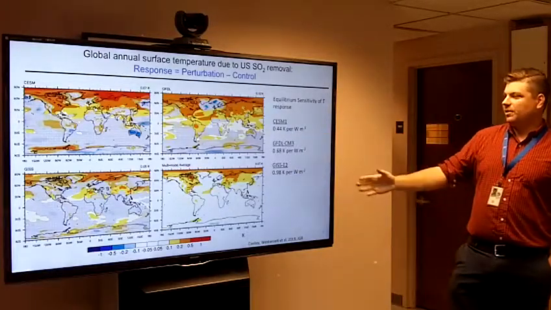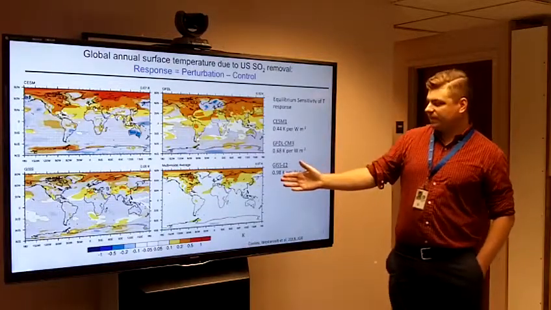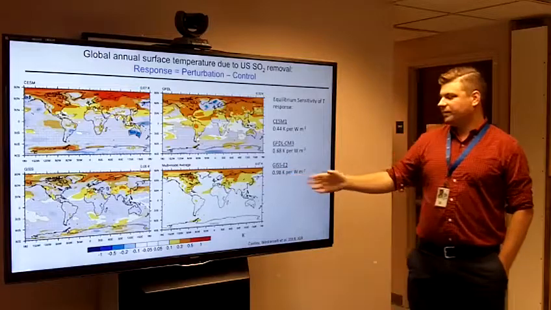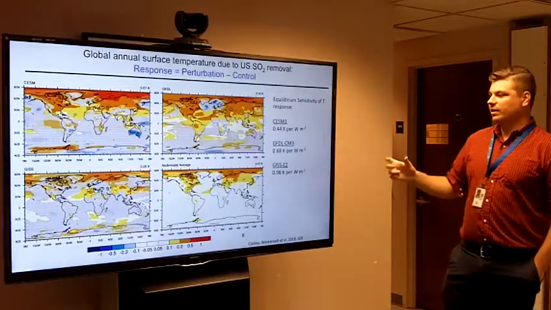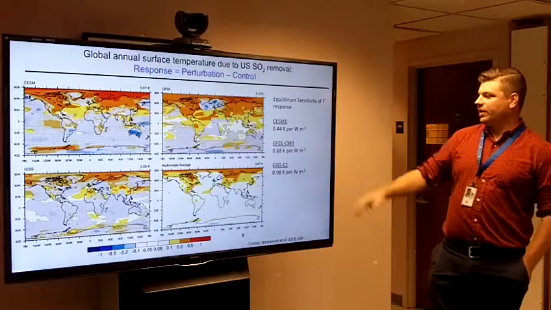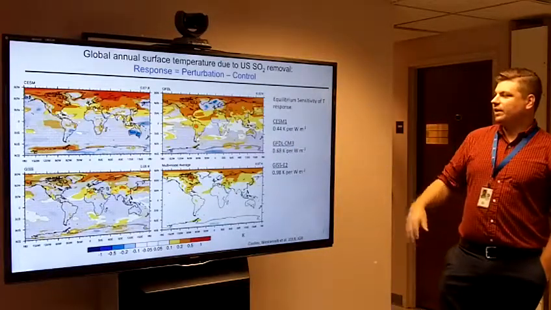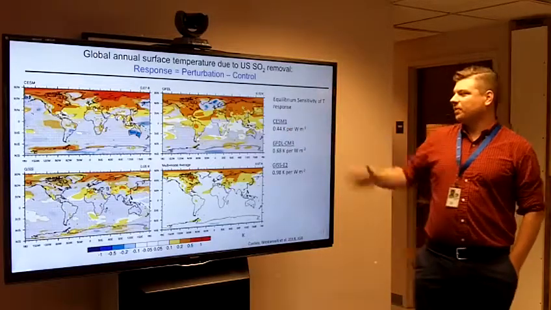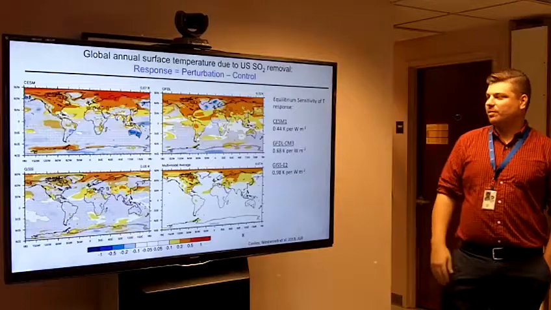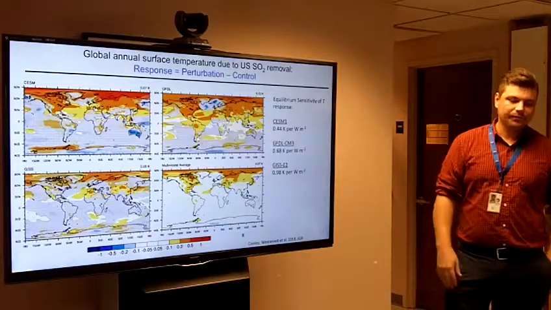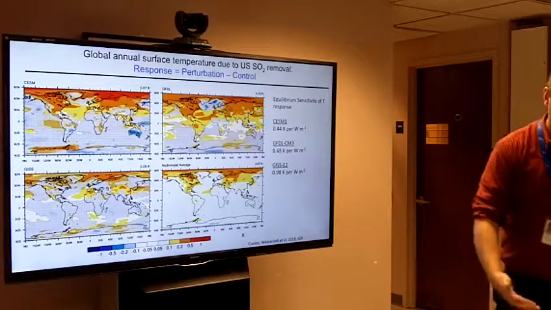So the GISS model has the lowest radiative forcing, so it is the most sensitive, the changes in temperature are the most sensitive basically to that perturbation. The GFDL model is sort of in the middle, and finally the CESM model has the weakest equilibrium sensitivity of temperature to radiative forcing. Just for SO2, and just for the US SO2 on top of that.